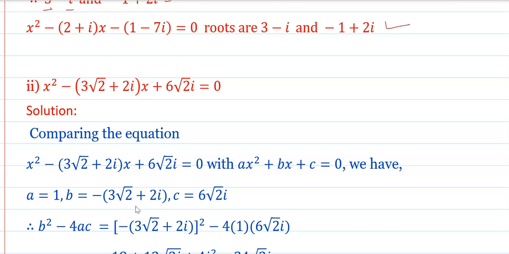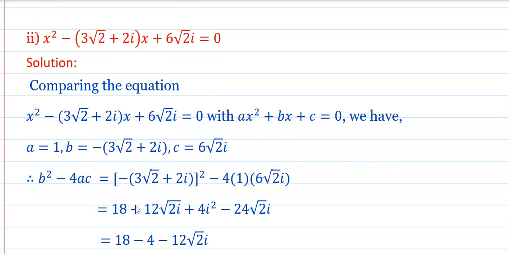Now the next example: x square minus (3 root 2 plus 2i) into x plus 6 root 2i is equal to 0. Now the solution. Comparing the equation x square minus (3 root 2 plus 2i) into x plus 6 root 2i equals 0 with ax square plus bx plus c equals 0: a is 1, b is minus (3 root 2 plus 2i), c is equal to 6 root 2i.